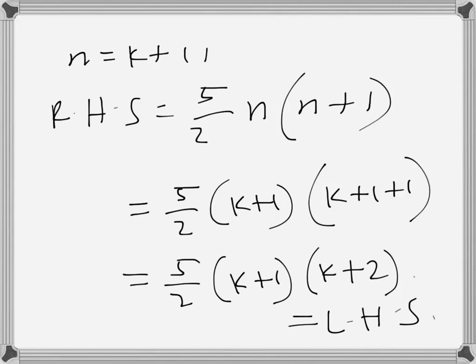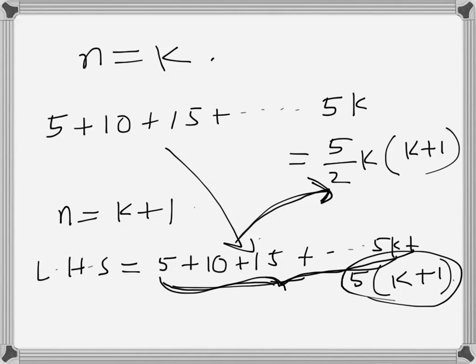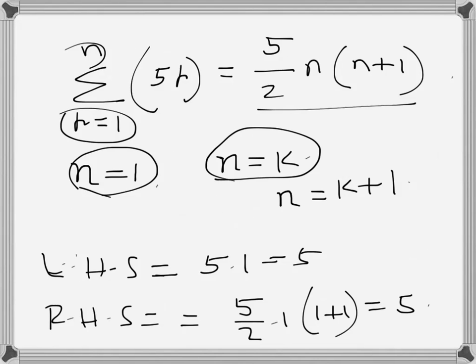So basically we have shown that the relationship is true for n is equal to k plus 1, with the assumption that it is true for n is equal to k, and of course first we showed that it's true for n is equal to 1. So it is proved, the relationship is proved using the mathematical induction method.